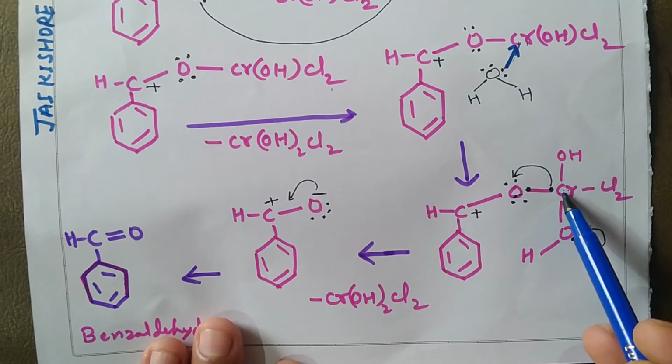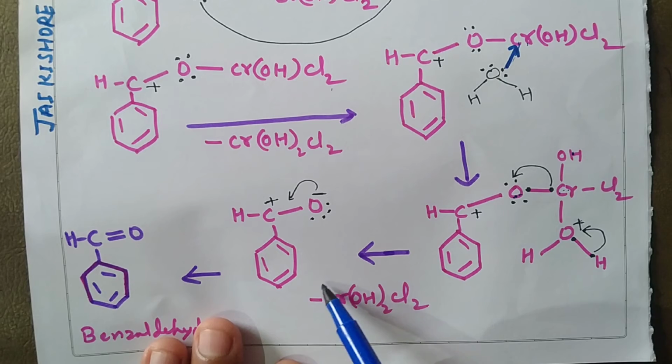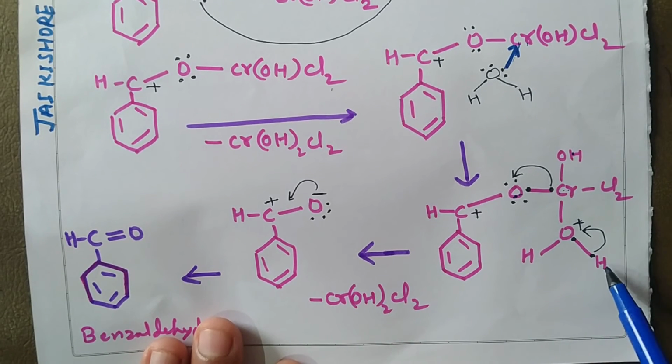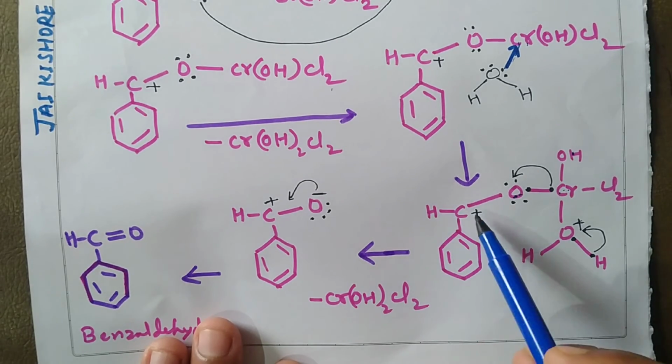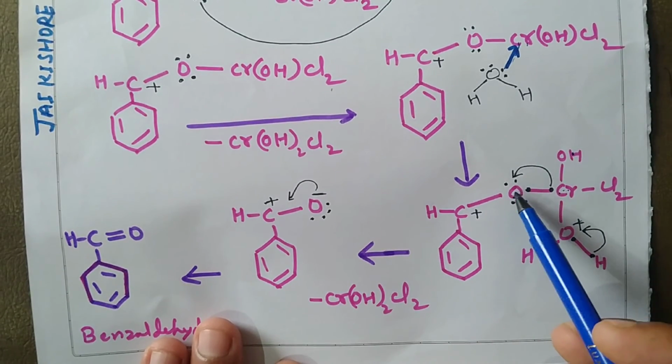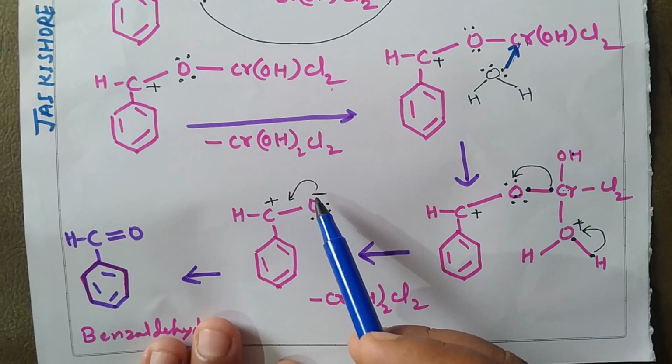If this bond breaks, we will get Cr, OH, OH and Cl2. So it eliminates. And this H plus eliminates because it acts as a catalyst here. So we will get this C with a positive charge, and oxygen, this one, and these electrons are taken by oxygen, therefore it becomes negatively charged. We have located the negative charge here.